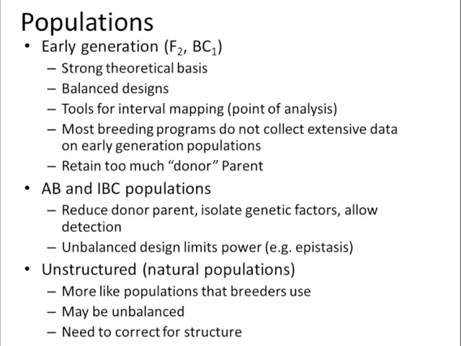Those limitations have really fueled the interest in the unstructured populations, because these are really populations that are more like what we would use as breeders. They may be unbalanced and therefore have some of the disadvantages of an unbalanced population, and we need to correct for structure, and I'll explain that in a little bit. What I'm trying to do here is just give you an overview of some of the pros and cons of some different population approaches, just to get you thinking about that.